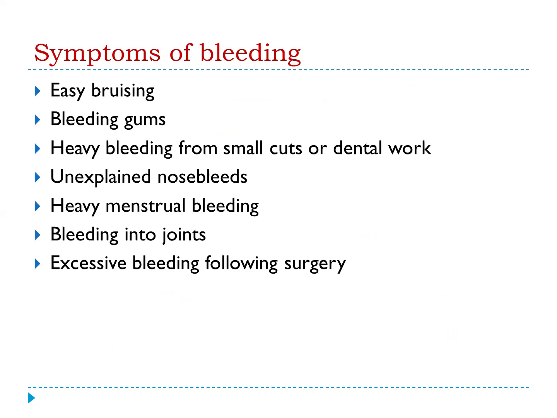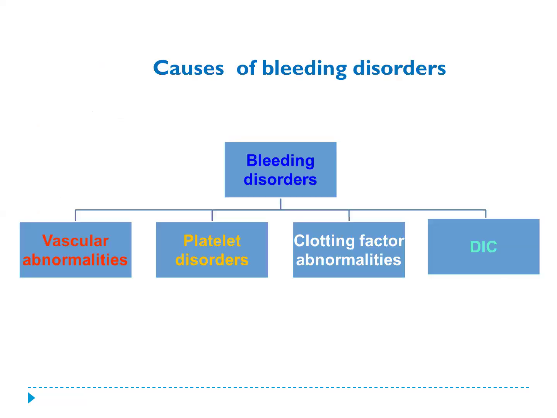So what are the symptoms of bleeding? We know what bleeding is. You can have bruising, bleeding gums, heavy bleeding from small cuts or dental work, neck pain, nosebleeds, heavy menstrual bleeding, bleeding into joints, or excessive bleeding following surgery. And all these bleedings are abnormal.